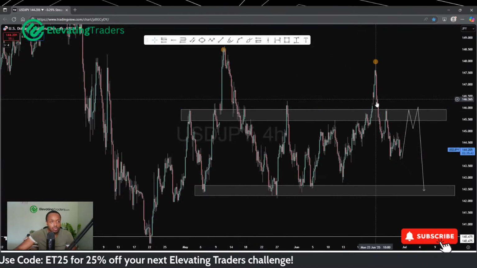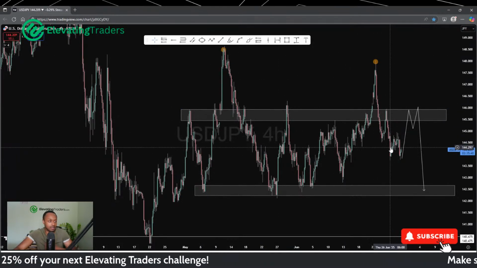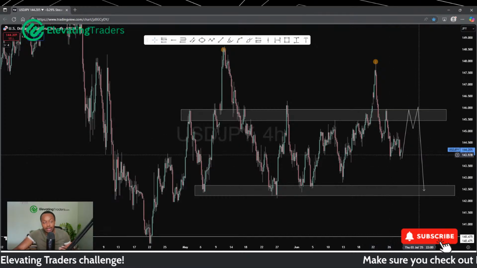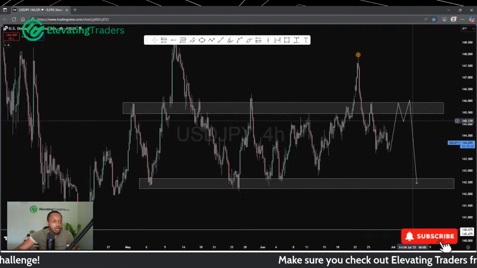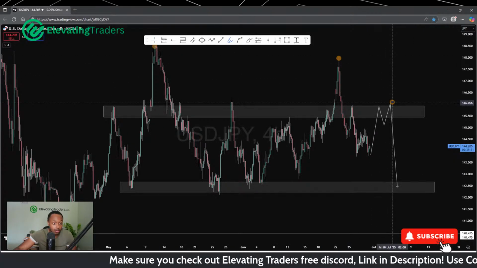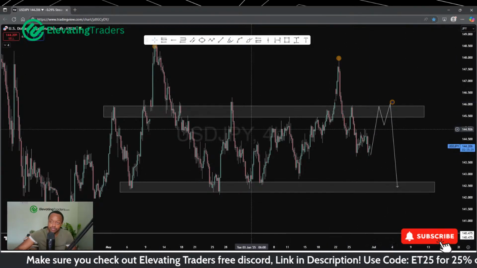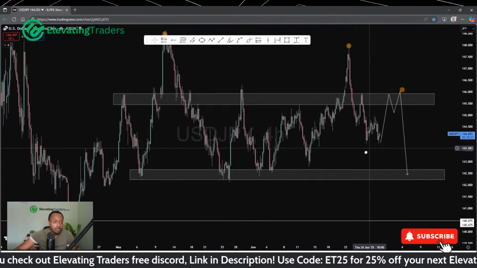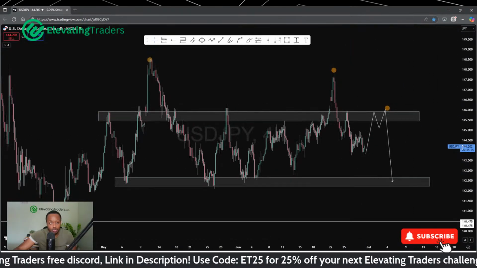We have broken through it a couple of times, so it hasn't really been respected well, but it has proven to be some solid resistance. So I would suggest a push back into 146. Maybe the next lower high after this high could form, and maybe we catch the follow through back into lows. So that's kind of the best I've got right now.